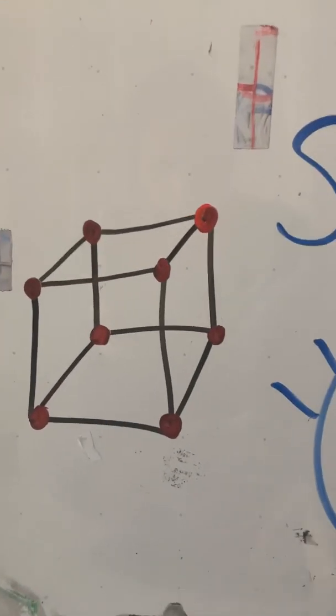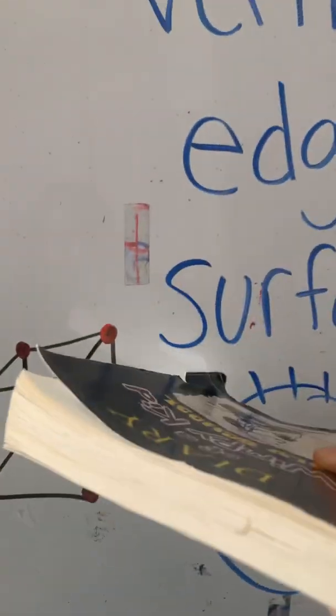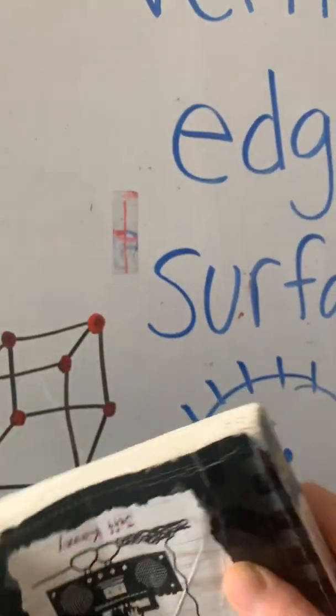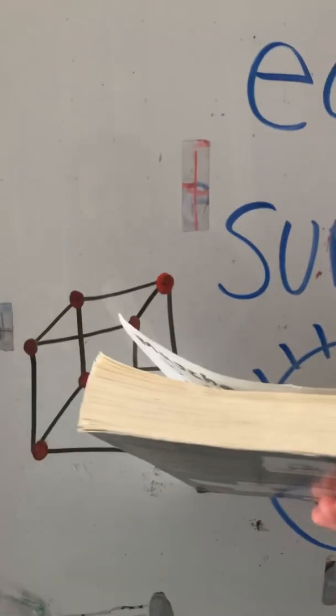So when you're looking for those this week, that's great. You can also see that on a rectangular prism, like a book, they have 8. 1, 2, 3, 4. Flip it over. 5, 6, 7, 8. They're the same.